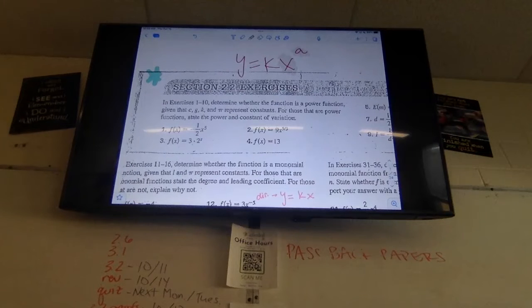Now, one thing I do want to note here, it says given C, G, K, and pi all represent constants. So if we see C, G, K, or pi, we're going to say those are constants. So it's like 5 or like 1/2. So in all of these, I want us to say yes or no, it's a power function. And if it is, I want us to state the power and the constant.